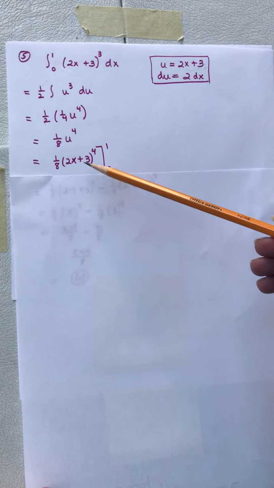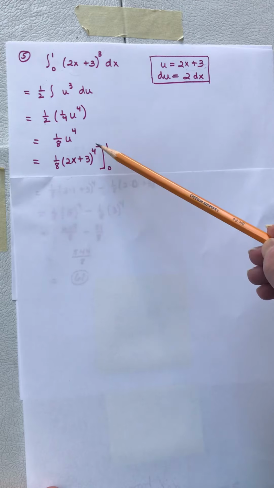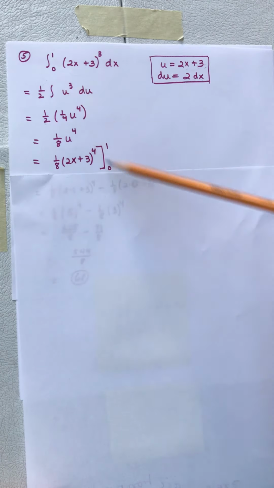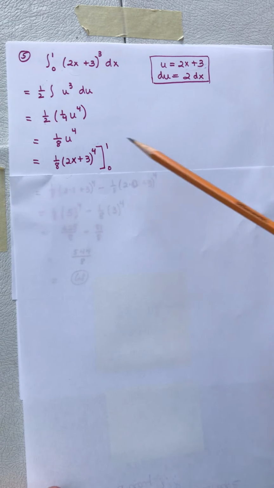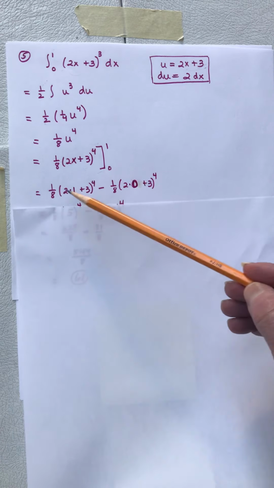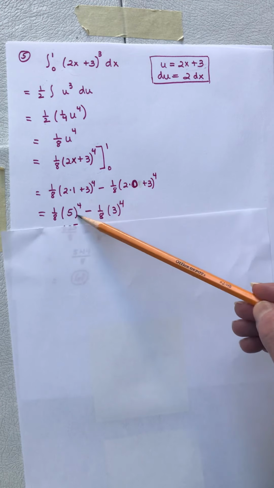And now I'm going to put the x's back in. 2x plus 3 goes in for my u to the fourth power here. And now copy those limits on my little evaluate sign. And we're going to substitute in the 1 first and the 0 second. So I'm substituting in the 1, substitute in the 0, and work it out.